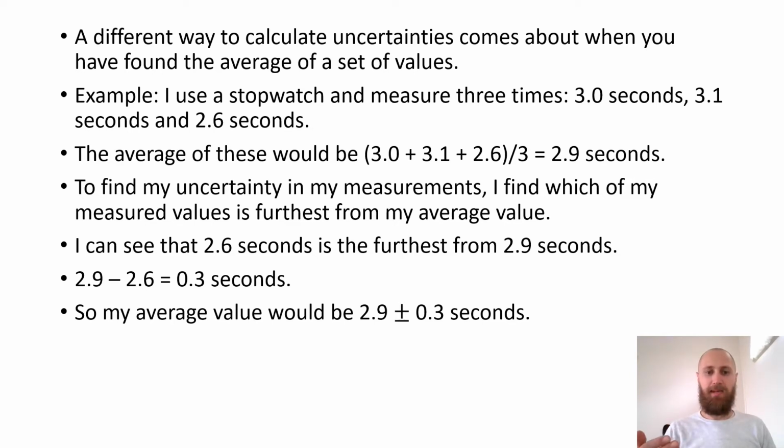Now the method I'm going to use this time around is to find my uncertainty in my measurements. I find which of my measured values is going to be furthest away from the average value. So if I look at my 3 values, 3, 3.1 and 2.6, the average was 2.9. The one that's furthest away from that is going to be 2.6 seconds. So I'm going to say that for this set of values, my uncertainty is going to be the difference between 2.9, my average, and 2.6, the furthest from it. That's going to be 0.3 seconds. So I'd say that my average value is going to be 2.9 plus or minus those 0.3 seconds. My measured value of 2.9 plus or minus my uncertainty of 0.3 seconds.